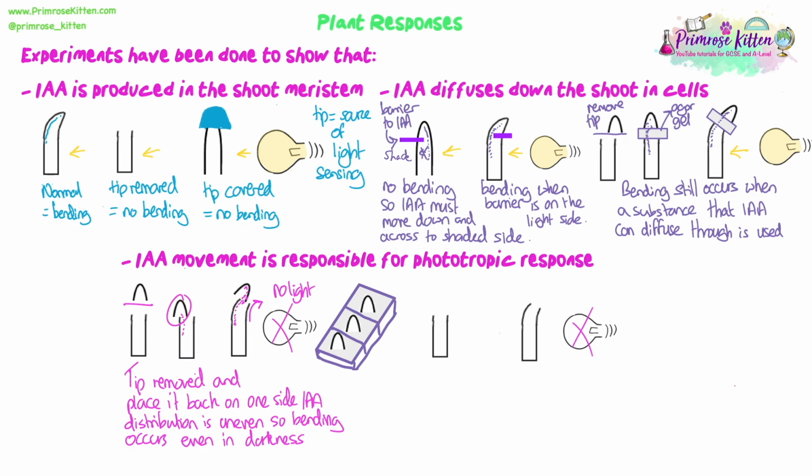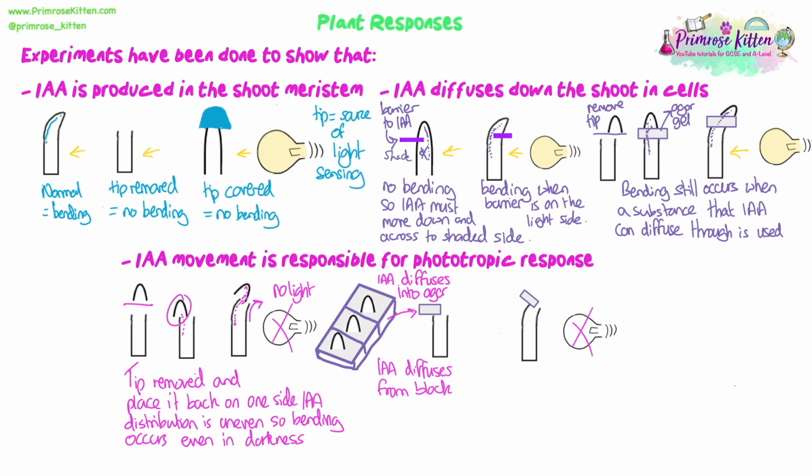And exactly the same thing again shows the same result. You can do the agar gel experiment, but there's no light sensing going on here. You can cut the tips, let the IAA diffuse out of the tips into the agar gel, and then put a cube of that agar gel that contains the IAA onto a shoot, again to one side, unevenly on the top. Even in the dark, the shoot will bend.